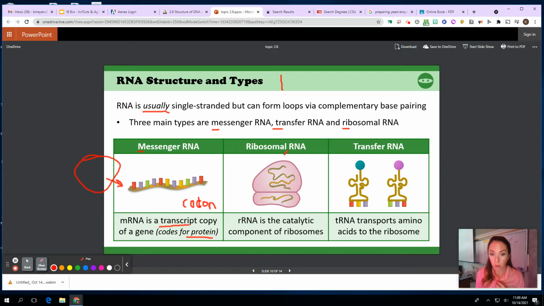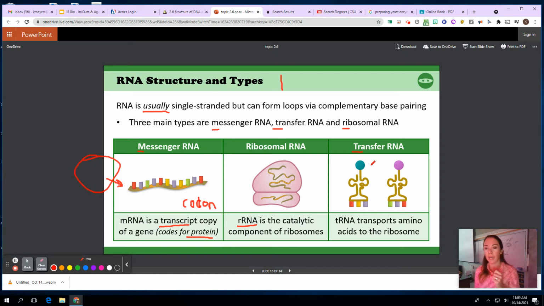My ribosomal RNA is the catalytic. What is a catalyst? Where have we learned a catalyst? No? All right. The RNA is the catalytic component of the ribosome. So it's the one that starts the reaction. Remember, catalyst is the impetus that starts the reaction. So this is the component of the ribosomes that's going to start that process, right, to start those chemical reactions. And then my last one is my transfer RNA.